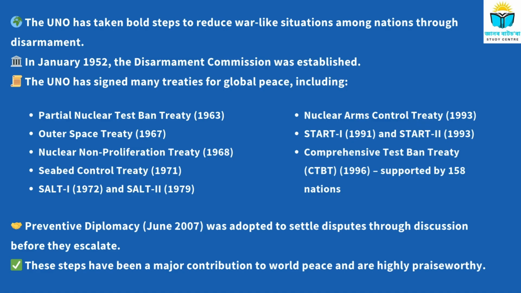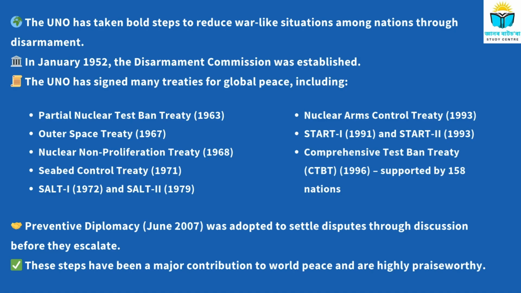Partial Nuclear Test Ban Treaty 1963, Outer Space Treaty 1967 to keep space free of weapons, Nuclear Non-Proliferation Treaty 1968 to stop the spread of nuclear weapons, Seabed Control Treaty 1971 to prevent weapon use under the oceans, SALT I and SALT II 1972 and 1979, limiting nuclear arms by the USA and USSR, Nuclear Arms Control Treaty 1993, START I and START II 1991 and 1993, Strategic Arms Reduction Talks, and the Comprehensive Test Ban Treaty CTBT of 1996, supported by 158 countries.